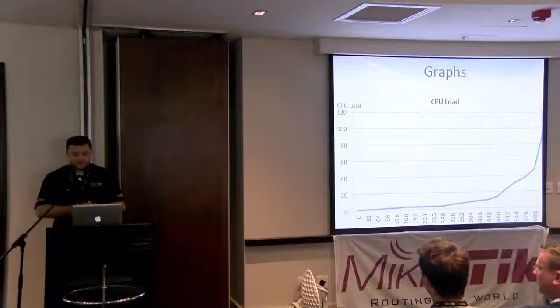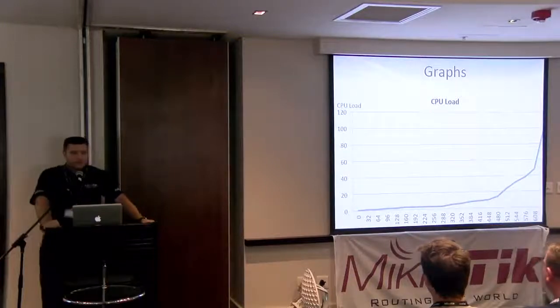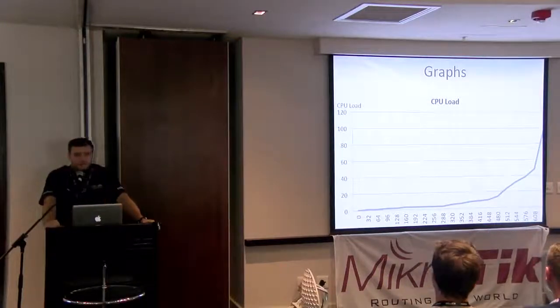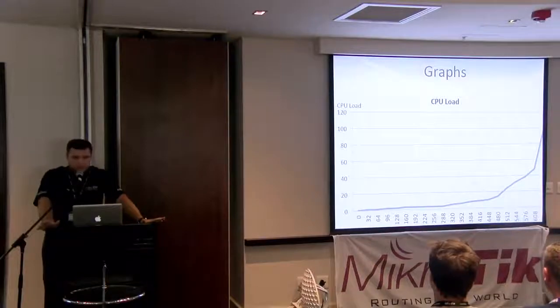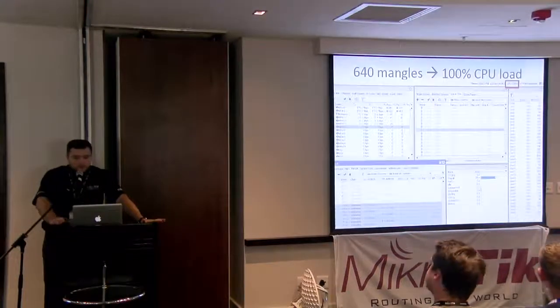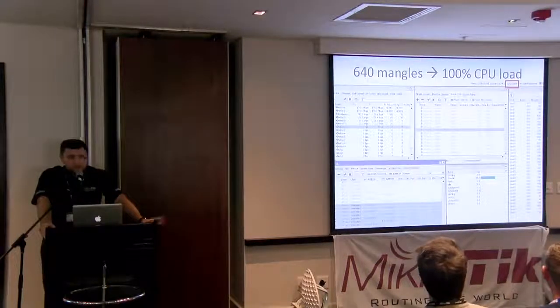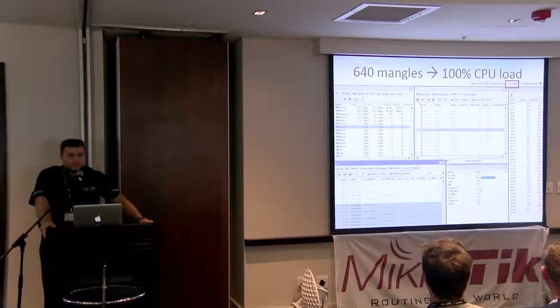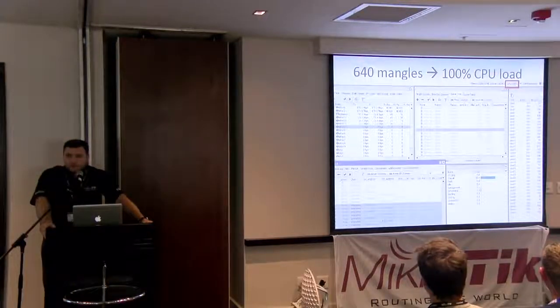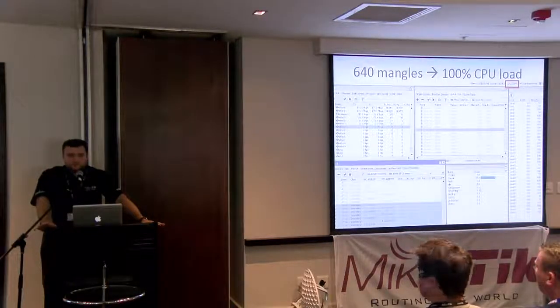Okay, so 600 mangle rules is increasing the CPU usage of Cloud Core to 100%. So it means that's really not good. And here, for example, it's 200 megabit per second. You can see these are live screenshots from working Cloud Cores. 100% CPU usage on 200 megabits per second, and it's 640 mangles. So it means this is something which will not work well for you.